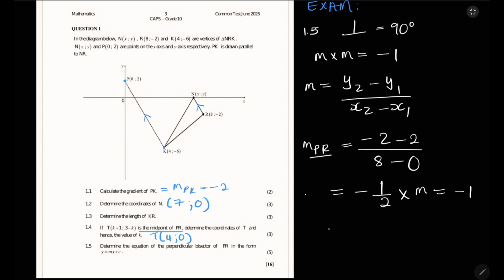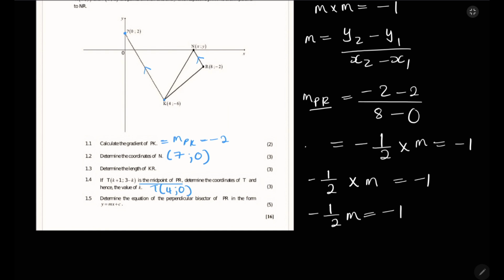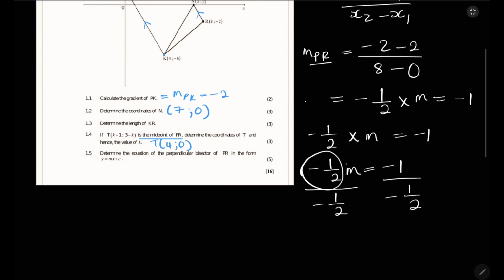But if you don't remember this in your exam, you can just substitute this in your formula. This says -1/2 times m is equal to -1. Let's solve for m. We can solve for m by dividing both sides by -1/2. This will cancel with that, and your m will be 2. If you don't know how to solve equations, I'd recommend that you check out the equations playlist. It'll prepare you for questions like these. The link will be in the description. So the gradient of the perpendicular bisector is 2. We can show this as m perpendicular equals 2.